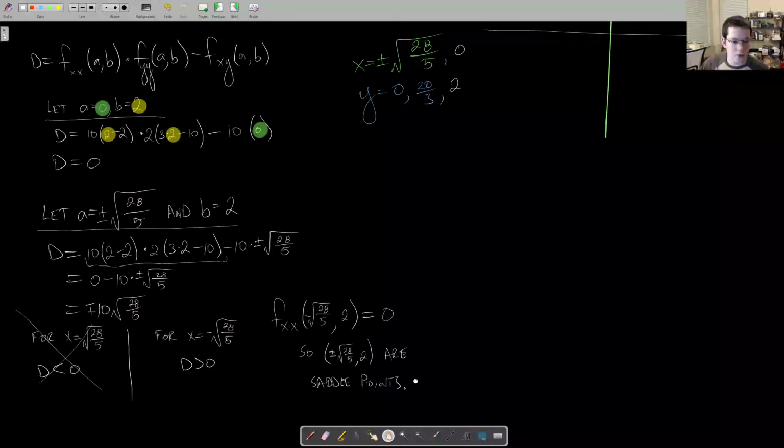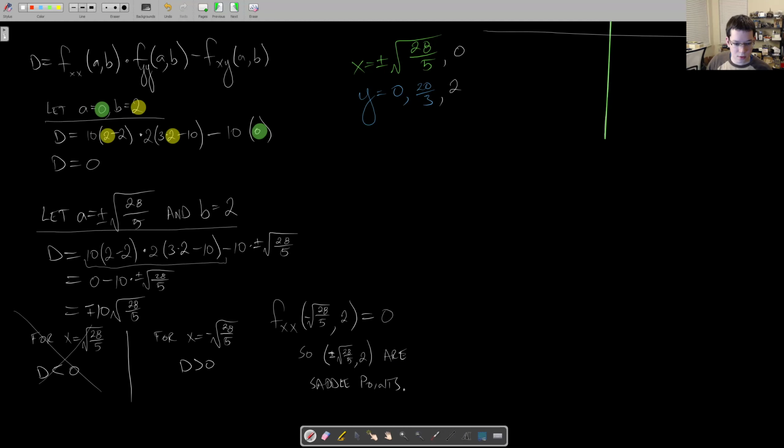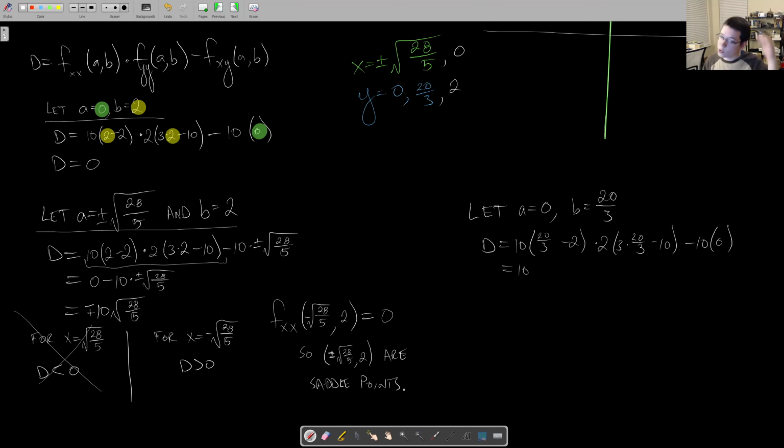So then let a equal 0, b equal 20/3, and d equals 10 times 20 over 3 minus 2 times 2, 3 times 20 over 3 minus 10 times 0 equals 10 times 20/3.